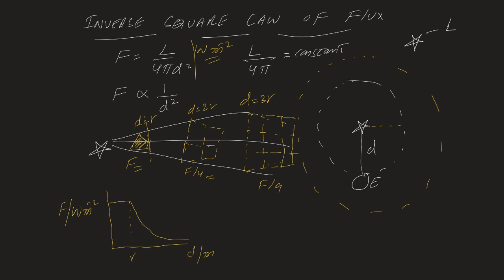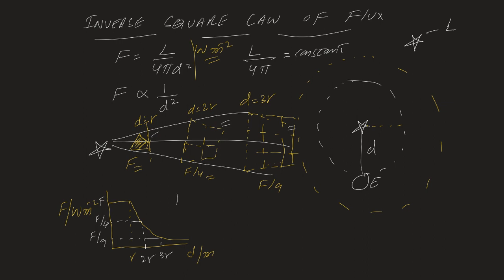How will it decrease now? For example, at a distance d equal to 2r, its value decreases by a factor of 1 by 4. Then at a distance of 3r, its value decreases by a factor of 9. So this is shown here: constant, then 1 by 4, then 1 by 9.